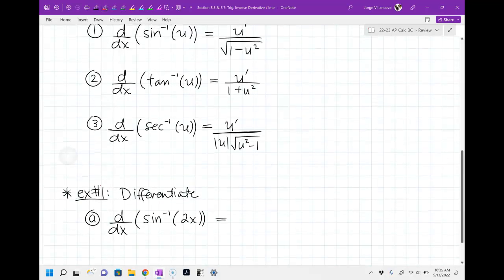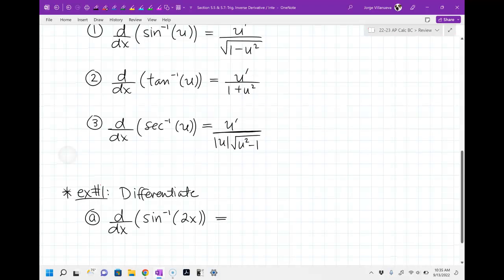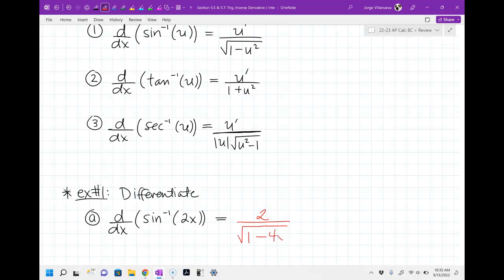Now remember, the definition of the sine inverse derivative is u prime over the square root of 1 minus u squared. So u prime, the derivative of 2x, is 2, over the square root of 1 minus u squared. So 2x squared is 4x squared. And you're done. Okay? So that's it. That's all there is to that derivative.